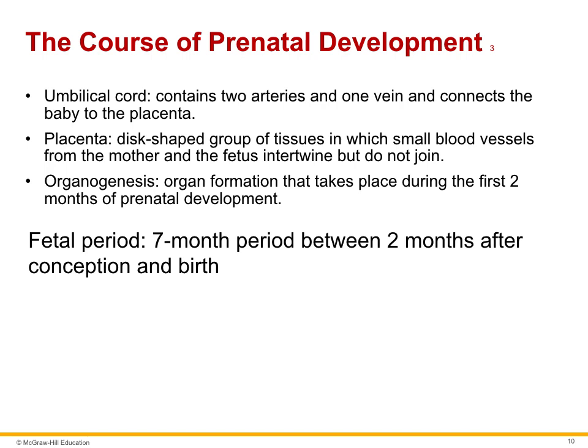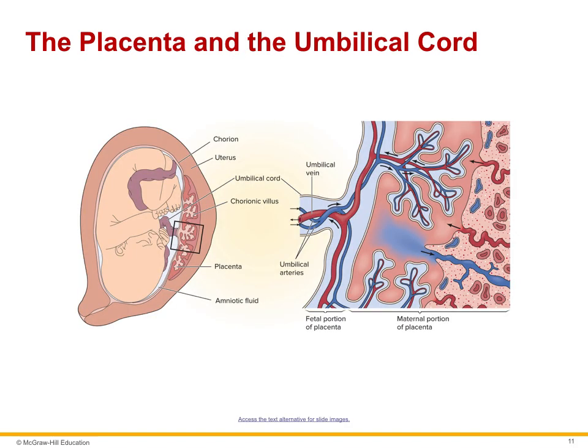And then at the very bottom of that slide, you can see that period 3 is the fetal period, and that is the 7-month period between 2 months after conception and birth. And you can see right here a pretty good graphic about the placenta and the umbilical cord. I would again encourage you to pause this video and take a better look at that.